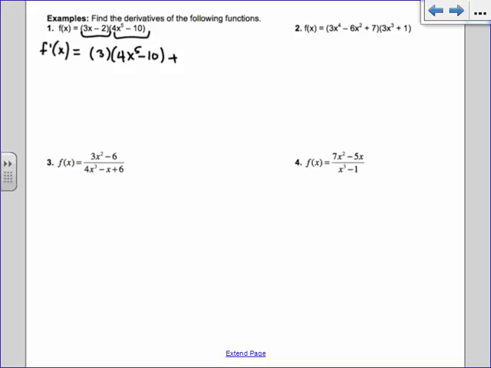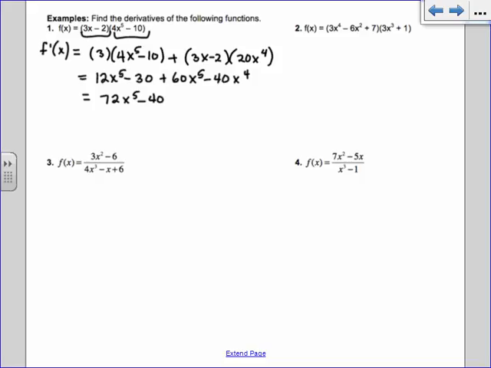And I have plus the first one normal, so 3x minus 2, and then the derivative of the second one. So I get 20x to the fourth. And I simplify, so I'm going to multiply the 3 in. So I get 12x to the fifth minus 30 plus 60x to the fifth minus 40x to the fourth. And I combine my like terms. So I get 72x to the fifth minus 40x to the fourth minus 30.